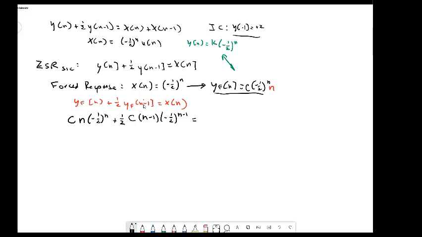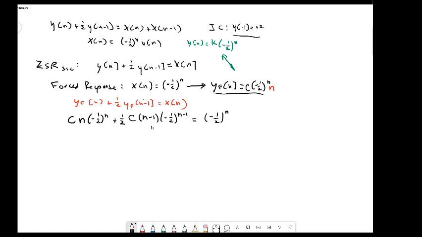And that equals x of n, which we said is minus 1/2 to the n u of n. So we'll put a minus 1/2 to the n over on either side. All right, so everybody see, we just plugged in our new assumption for the forced response into the single input case difference equation. There's our y_f of n, there's our y_f of n minus 1 equals x of n.